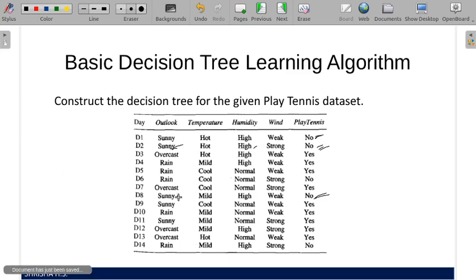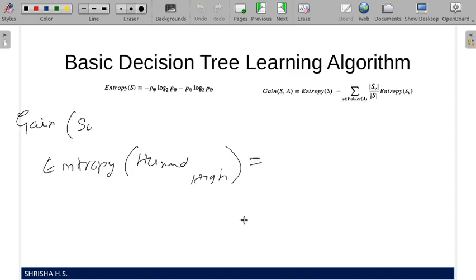Next one here, sunny, weak. So consider outlook and humidity. Whenever outlook is sunny and humidity is equal to high, there are three instances and all are negative. So sunny, humidity equal to high, no. There are three instances and all are negative examples. So we remember what we have taught: whenever we have the same classification, only yes or only no, entropy will be 0.